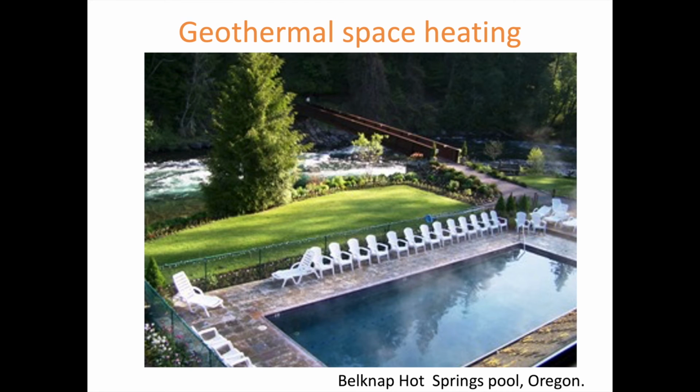A smaller scale use of geothermal energy is for space heating. For this, the water does not have to be as hot as for electricity generation. Hot water is piped through radiators to heat buildings and can also be used to heat pools. This photo shows a pool at the Belknap Hot Springs Resort in the Oregon Cascades. At the spring, water is 88 degrees Celsius, and it must be mixed with cooler water to bring the pool down to about 40 degrees Celsius, where it won't burn bathers.